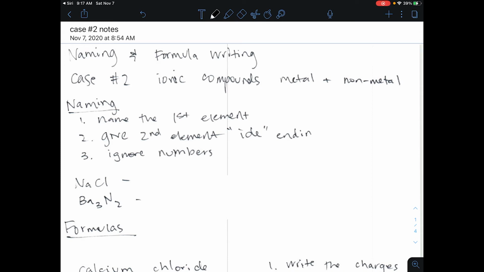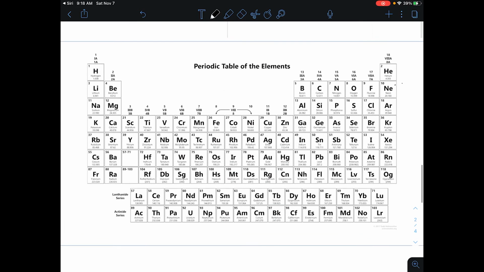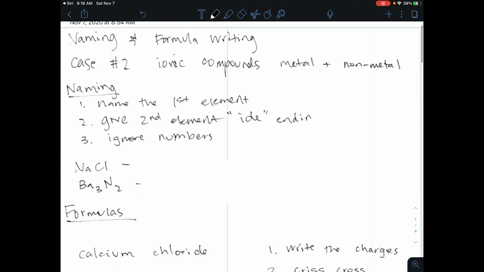Okay, so we start with case 2. Make sure you copy these down in your notebook or onto Notability. You can use this sheet as well. Case 2 are ionic compounds, which are metals and non-metals. And just a reminder, on the periodic table, the metals are on the left-hand side and the non-metals are on the right-hand side.